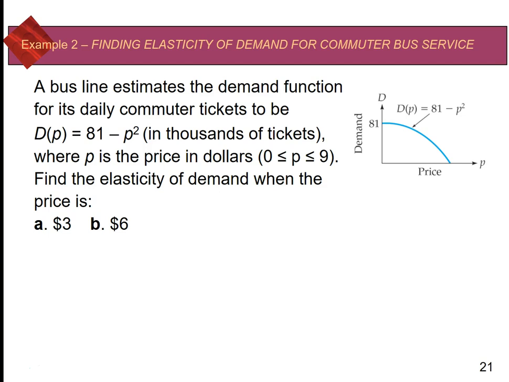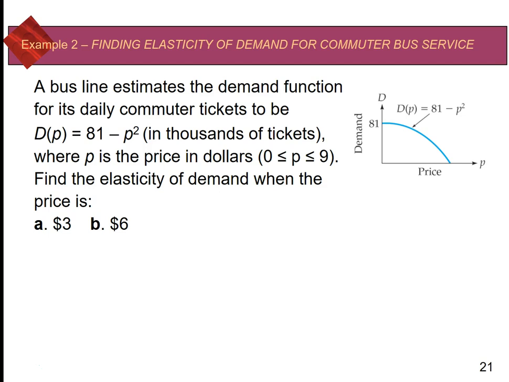A bus line estimates the demand function of its daily commuter tickets to be given by the function D of P equals 81 minus P squared, which gives us a number of tickets in thousands, where P is the price in dollars between $0 and $9. Sometimes they'll do that because it may follow one function for one interval of prices, and then go to a different function altogether for another interval of prices. Find the elasticity of demand when the price is $3 and $6.